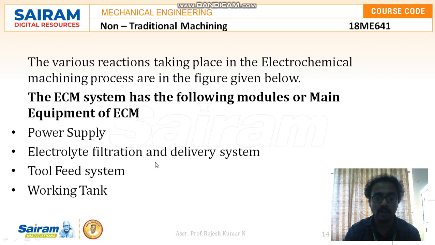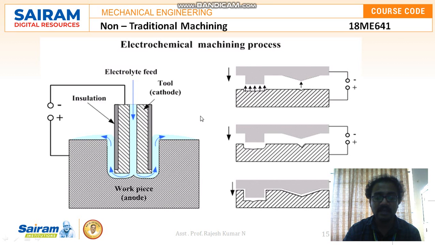Simultaneously there should be a pumping arrangement. You can see this electrolyte filtration and delivery system is there. Here in the sketch it is not shown, but actually there is a separate system which flushes away all the molten workpiece metals as a result of this electric current, and that will be carried away, and again the same electrolyte will be reused with the help of a proper filtering arrangement. It will be provided, and you can see the different phases of the metal.